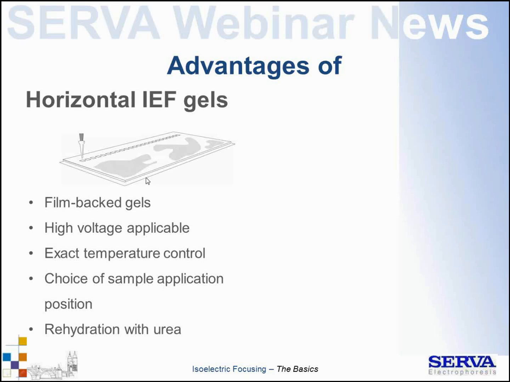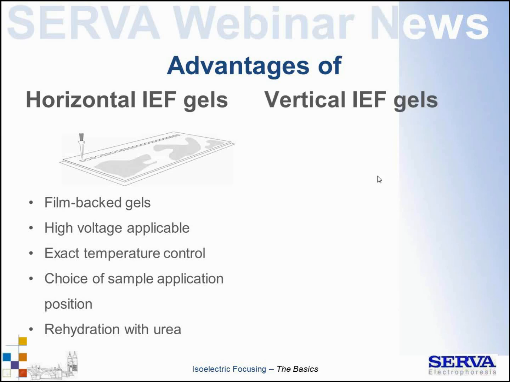This also means that you need a mechanical stabilization, which can easily be done for horizontal gels, not so easy for vertical. You can apply high voltages because you have no buffer tanks. You can apply the electrodes directly, so it's a safe system. You run them directly on a cooling plate, so now you can get very exact temperature control. You can choose your sample application position because you have an open surface, and you can rehydrate such gels which are on a film support easily with a urea solution.